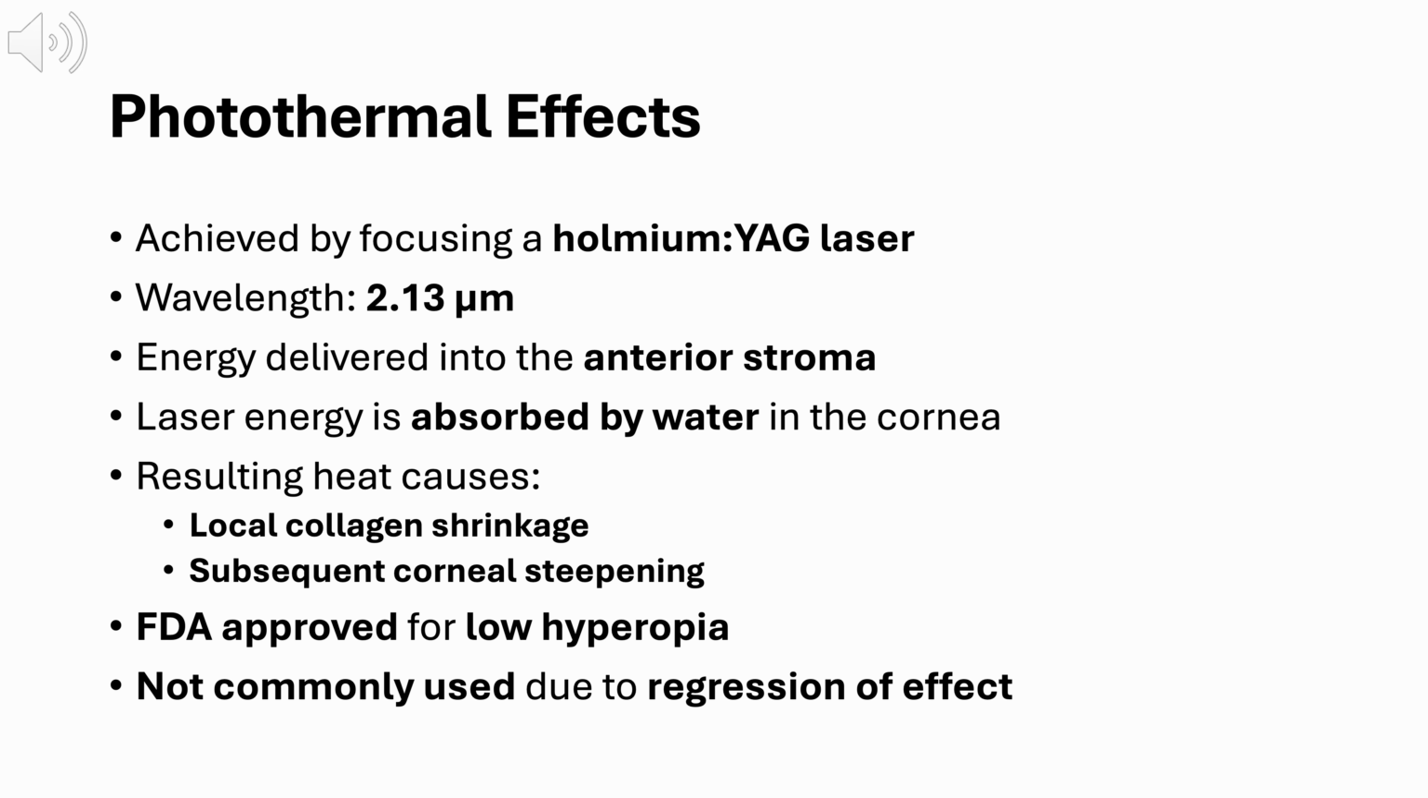This slide introduces photothermal laser effects. Photothermal effects are produced by focusing a holmium YAG laser, which operates at a wavelength of 2.13 microns. This wavelength is strongly absorbed by water, so the laser energy is deposited primarily in the anterior corneal stroma. As the water absorbs the energy, it is converted into heat rather than plasma or mechanical disruption. That localized heating causes collagen fibers to shrink, which in turn leads to secondary corneal steepening.